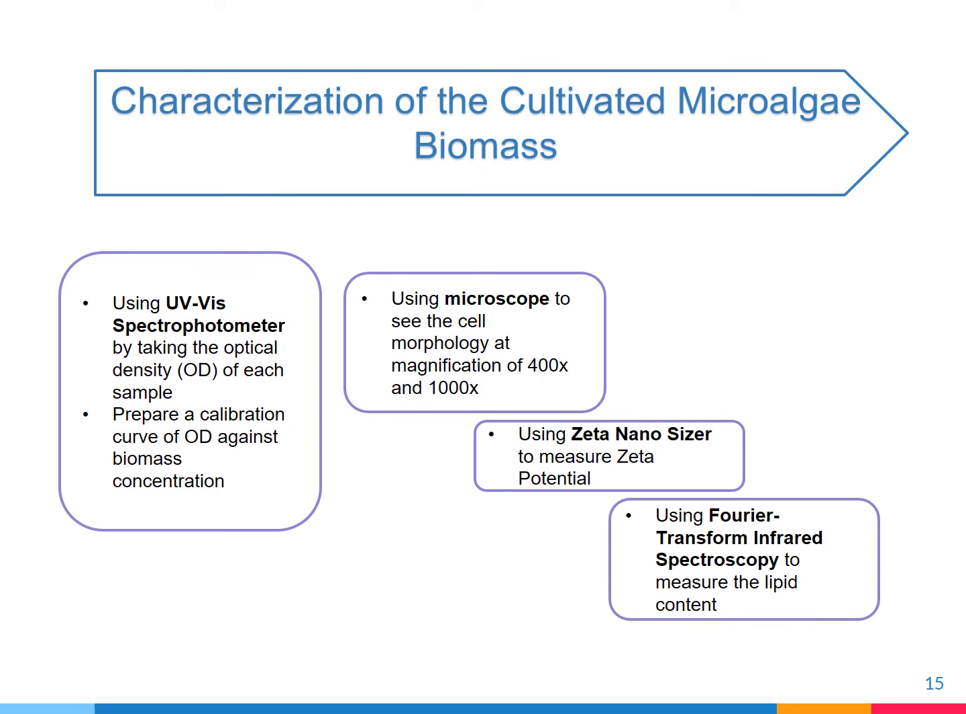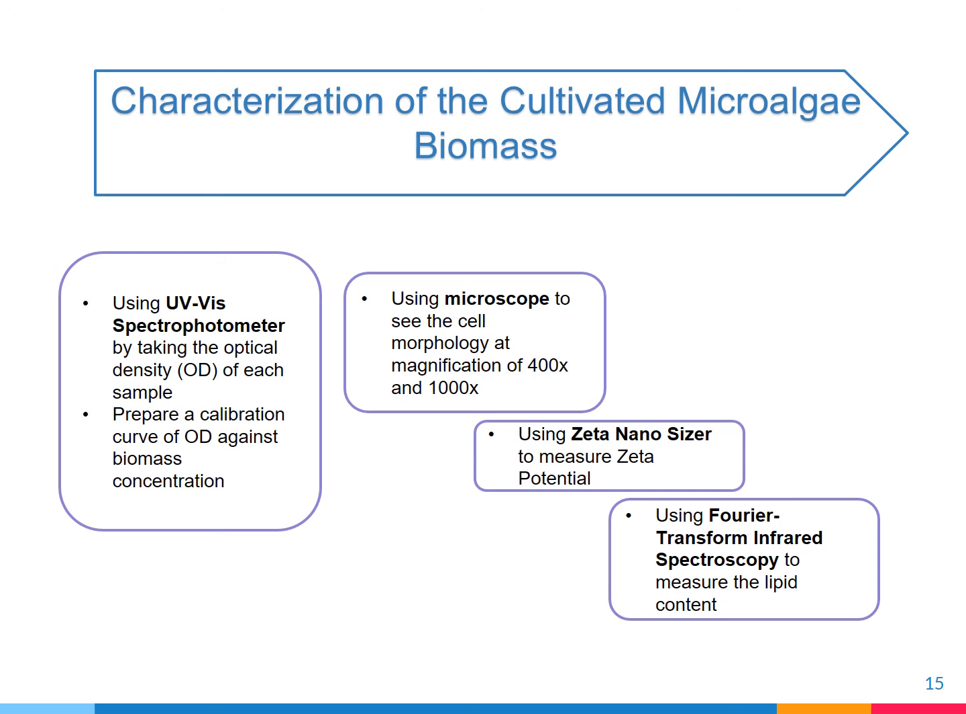Next on the characterization of cultivated microalgae biomass. There are 4 things that were used to measure the sample. Firstly, a UV spectrophotometer is used to see the growth based on the biomass concentration by taking the optical density of each sample. Before that, a calibration curve of OD against biomass solution is prepared. Next, a microscope is used to see the cell morphology, which is the structure or size of the cell, at magnification of 400 times and 1000 times.